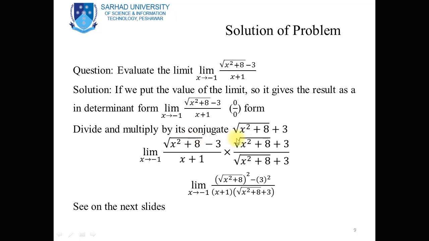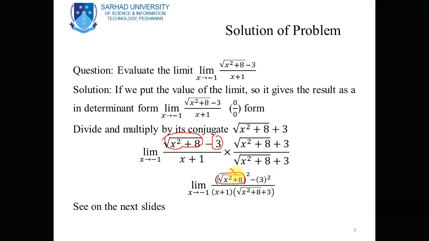Now multiplying these two terms, under root x square plus 8 minus 3 multiplied by under root x square plus 8 plus 3, by using the formula a minus b into a plus b, we obtain a square minus b square. So dear students, you see over here, this is the a term, so this is a square, and this is the b term. Now this is the a square term, so a square minus b square.